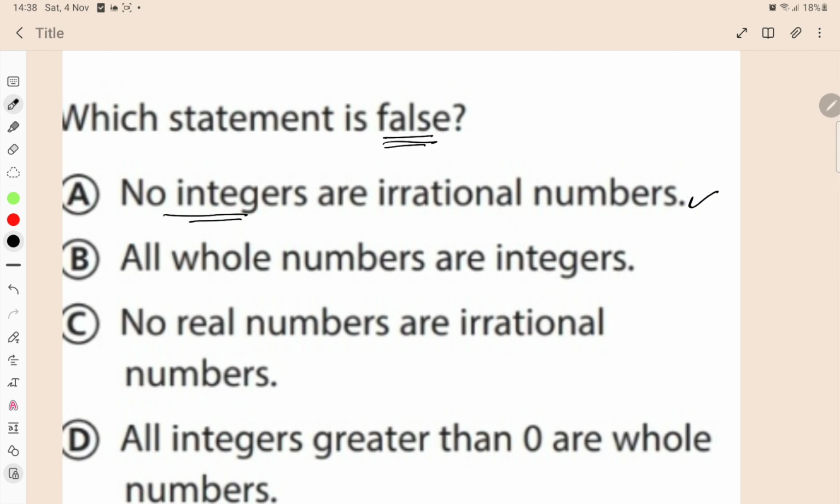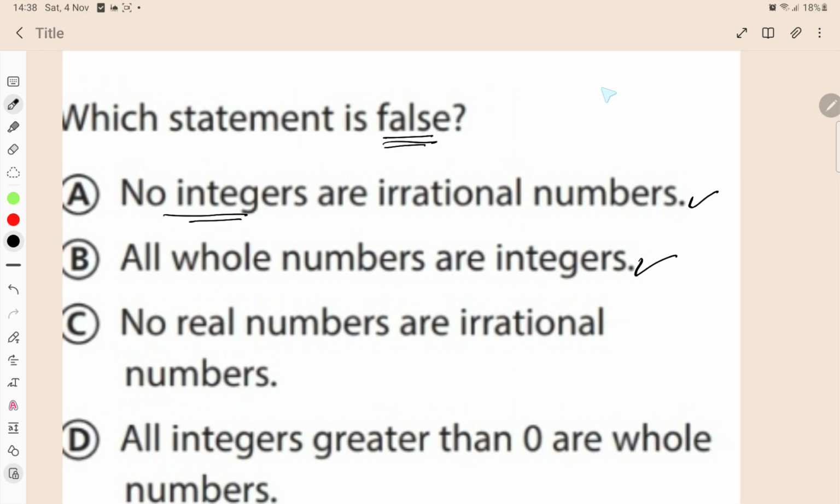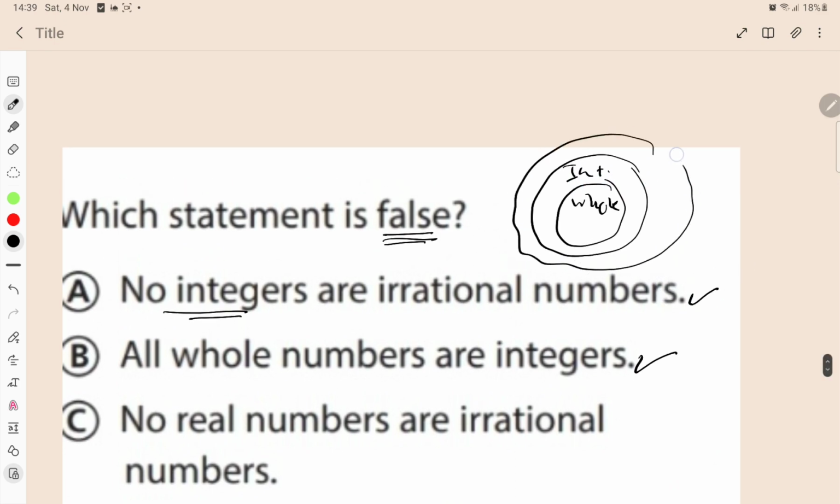All whole numbers are integers. Of course, any whole number is an integer. Any integer is rational. Any rational is real. How do I know? I draw a diagram, so as not to get confused in the exam. Here is the whole, here is the integer, and also I have the rational, and on the other side I have irrational numbers.